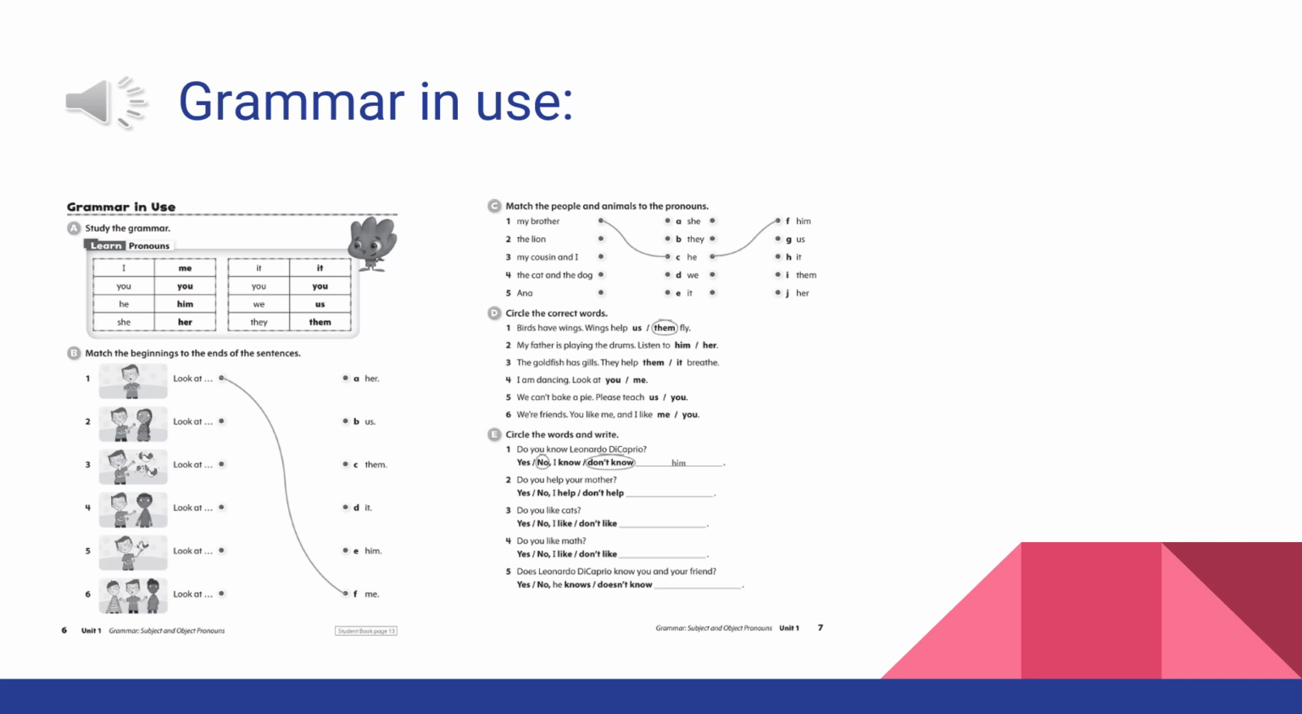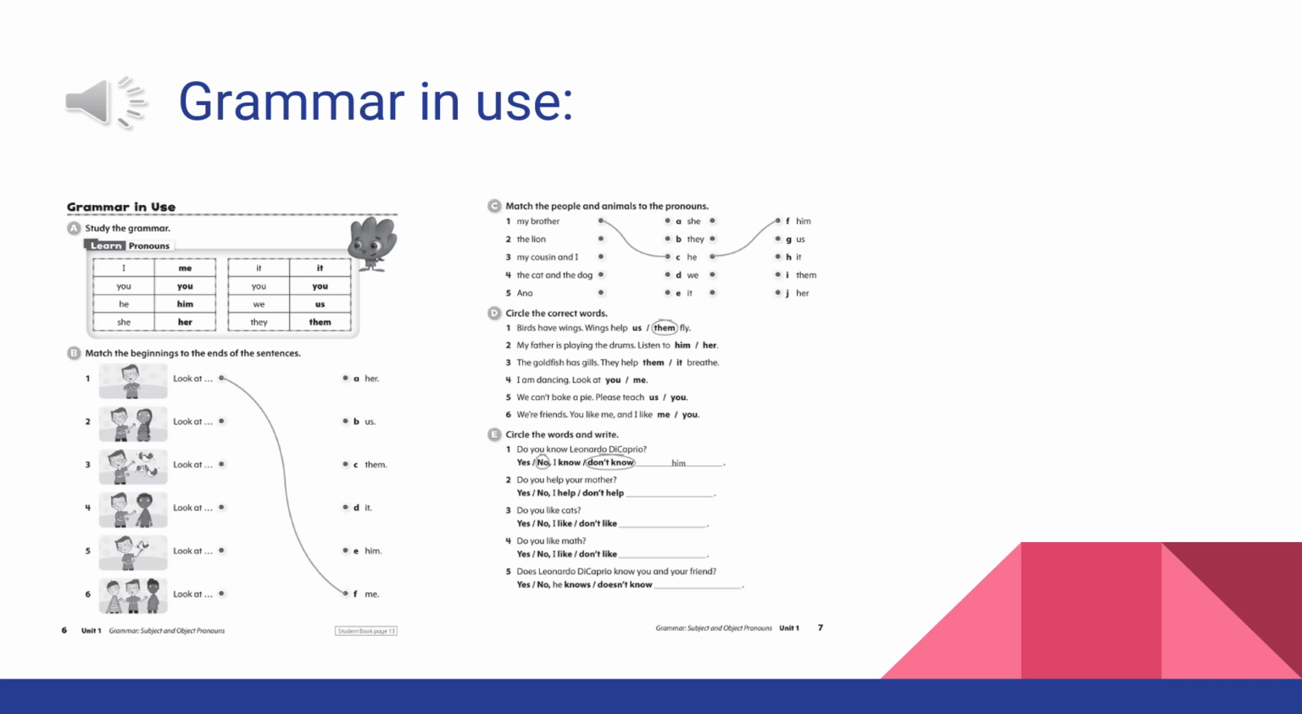Okay class, come to page number 6 of your workbook. It's about study the grammar and the topic is pronouns. As you can see the chart at the top, they're telling you the pronouns which they will use for each word. For I we use me, for you we use you, for he him, for she her, for it we use it, for you we use you, for we use us, and for they we use them. You have to memorize this chart in your mind when you're doing any kind of exercise related to the pronouns.